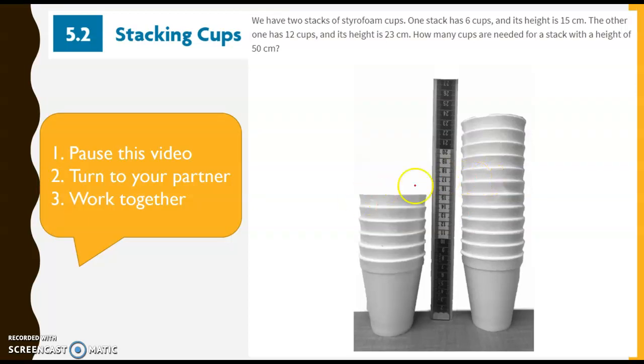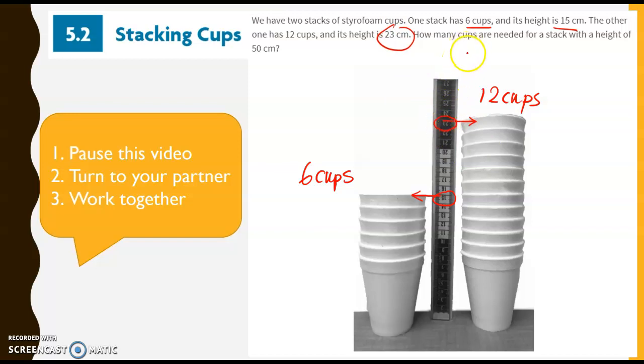All right, now we stack the 2 stacks of cups together. This stack right here, we have 6 cups, and on the other side, we have 12 cups. The one with 6 cups, the height is 15, just the same as the first picture. This time I actually stacked it and took a picture. Now the height is 23 centimeters.